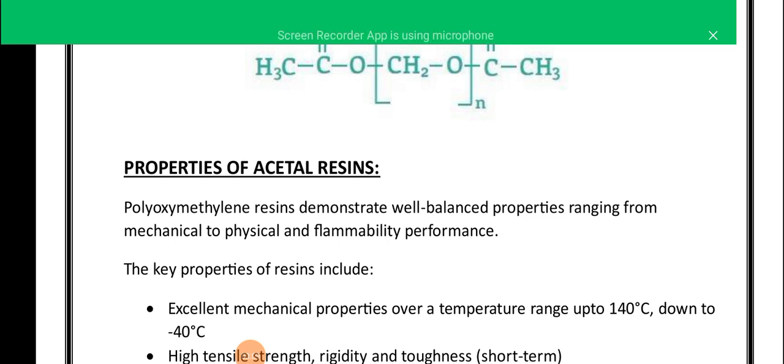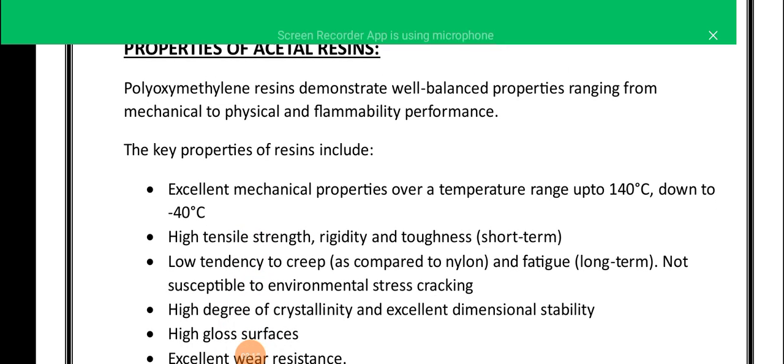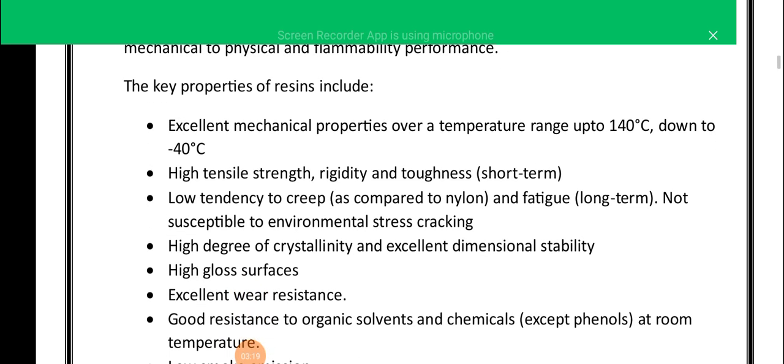Polyoxymethylene resins demonstrate well-balanced properties ranging from mechanical to physical and flammability performance. The key properties of these resins include excellent mechanical properties over a temperature range from up to 140 degrees Celsius down to minus 40 degrees Celsius. It has high tensile strength, rigidity, and short-term toughness, low tendency to creep as compared to nylon, and long-term fatigue resistance, and it is not susceptible to environmental stress cracking.